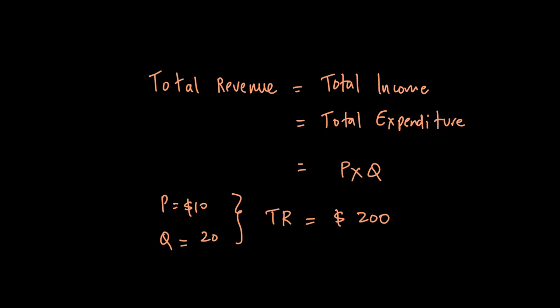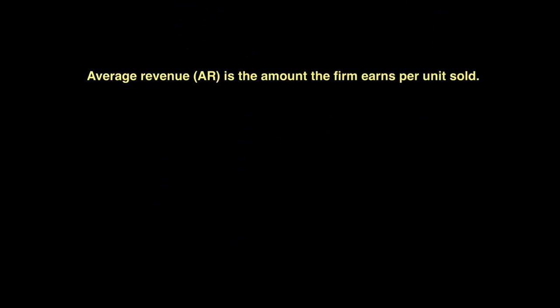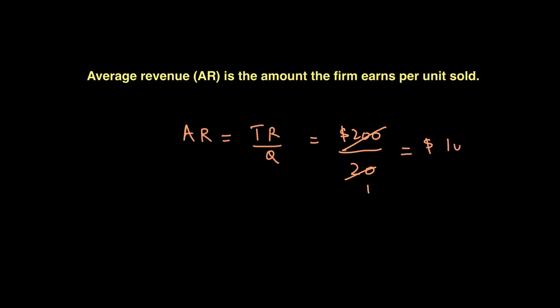Now, average revenue is simply the amount the firm earns per unit sold. Average revenue is also simply AR, which is equal to TR over Q. So for example, if a firm receives a revenue of $200 and they are selling 20 units, then I can say that the firm's average revenue is, for example, $10 in this case.